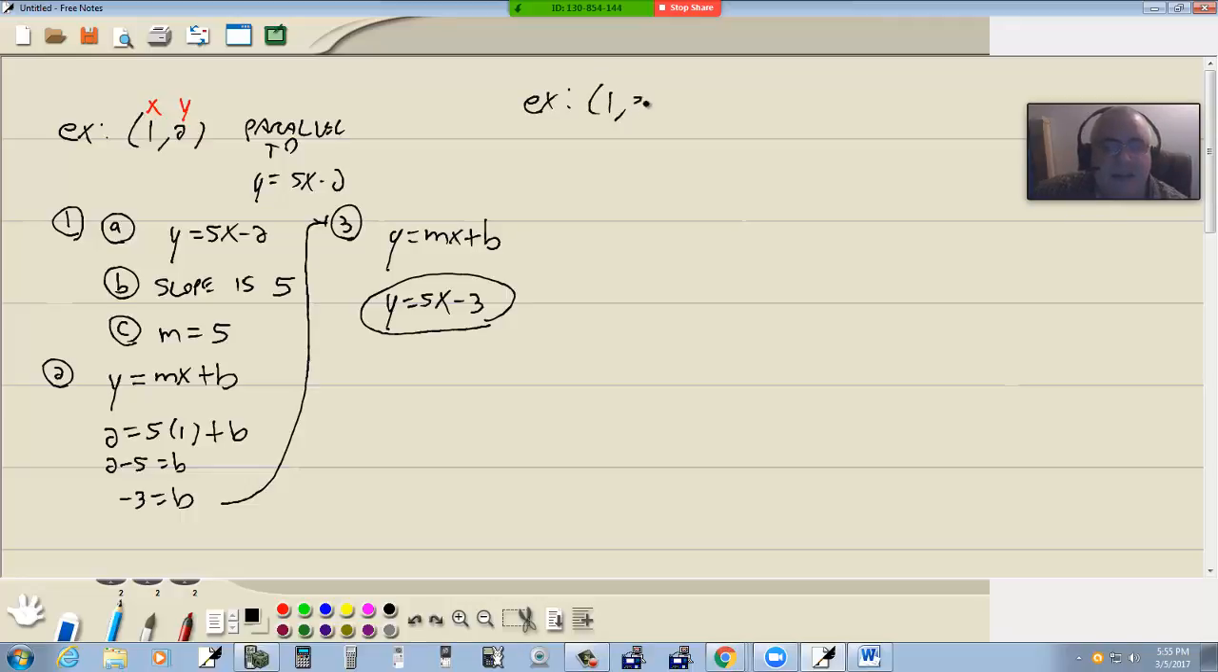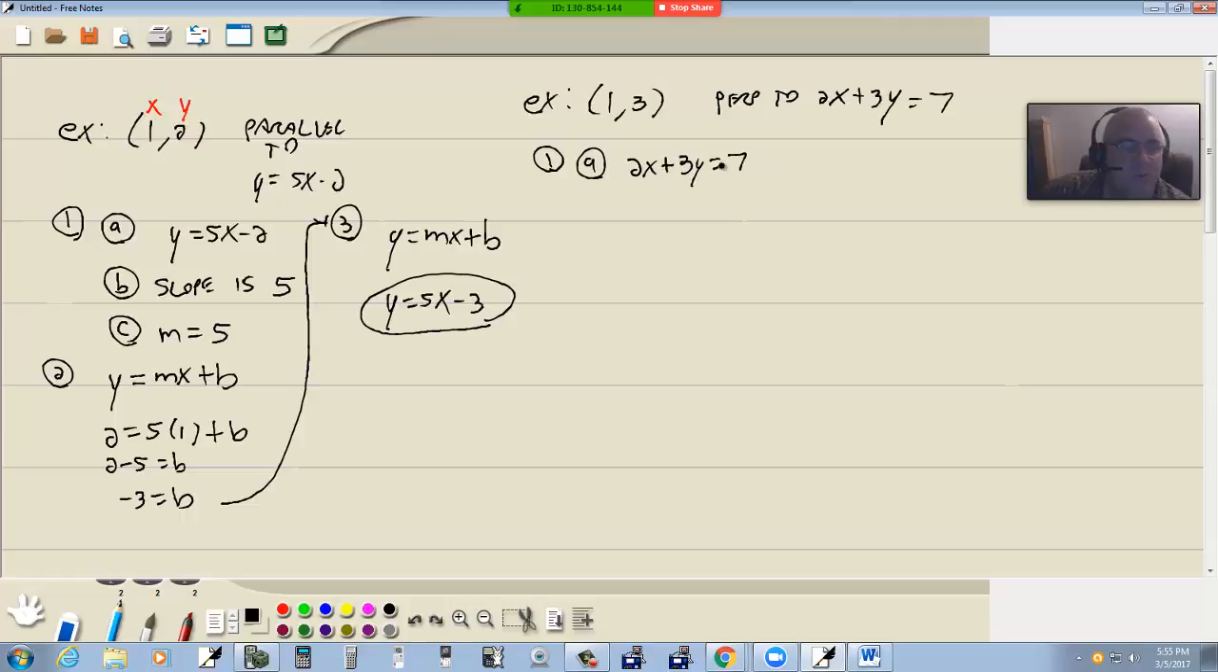Now let's say I have the point (1, 3), and it's perpendicular to 2x plus 3y is equal to 7. And step 1. Oh, instructions are still the same. Find the equation of the line given those conditions. Step 1, first substep, write the given line in slope-intercept form.